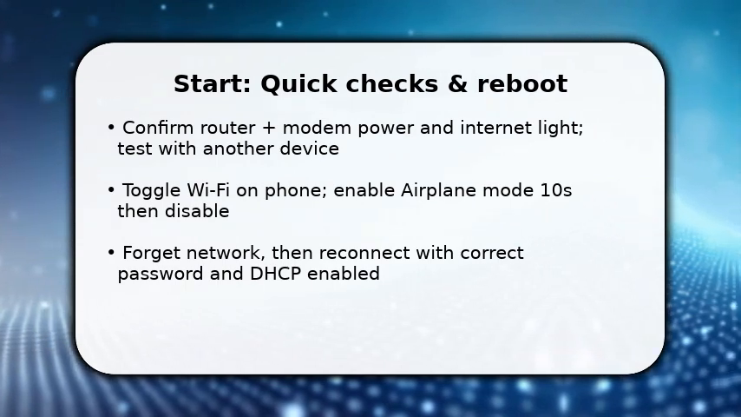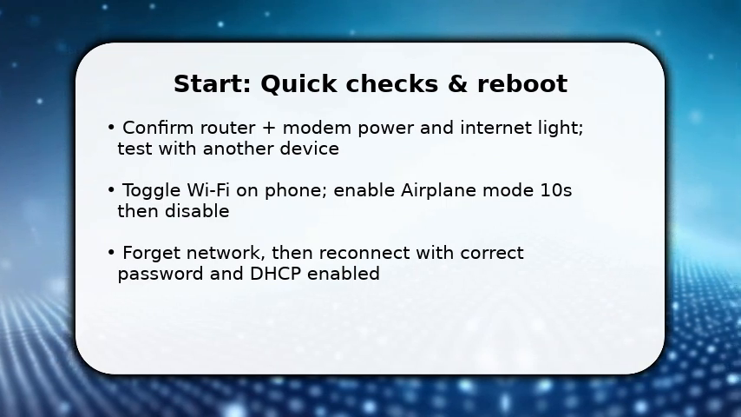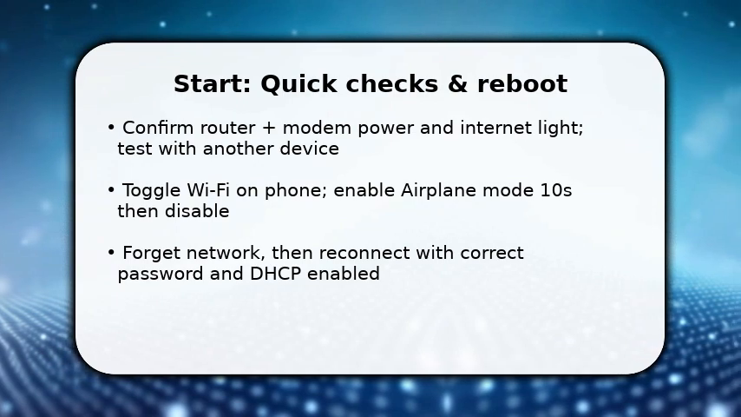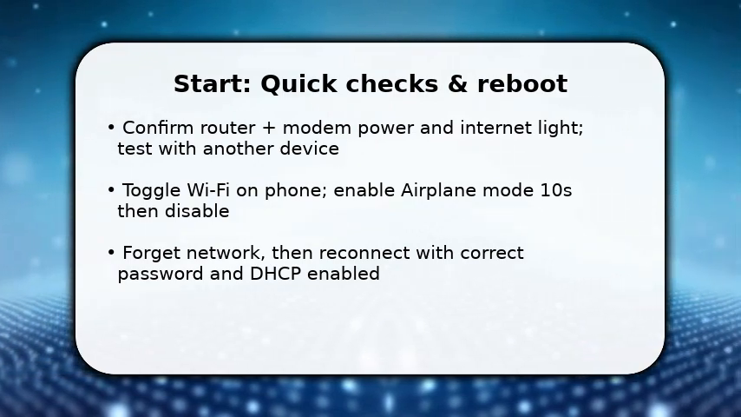Next, forget the problem network and reconnect, ensuring DHCP is selected so the phone requests an IP automatically. This prevents conflicts from static addresses and often restores normal connectivity quickly.